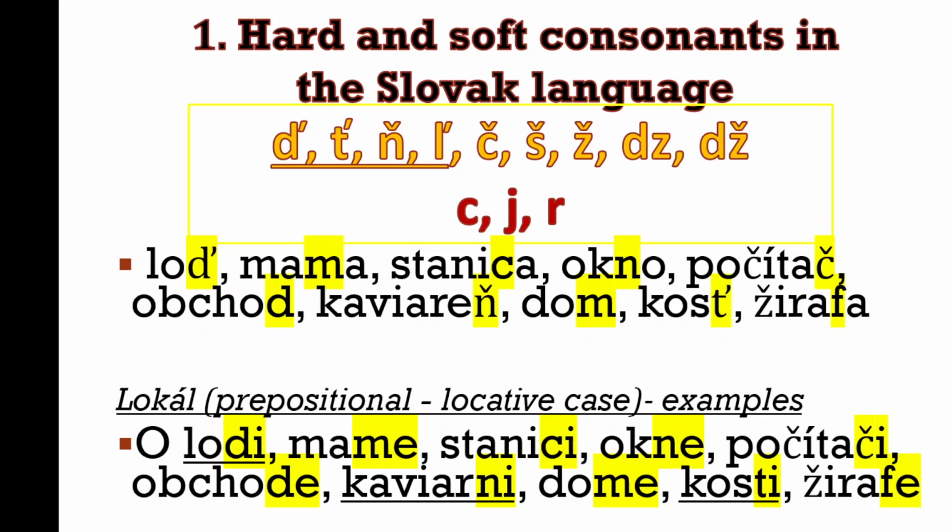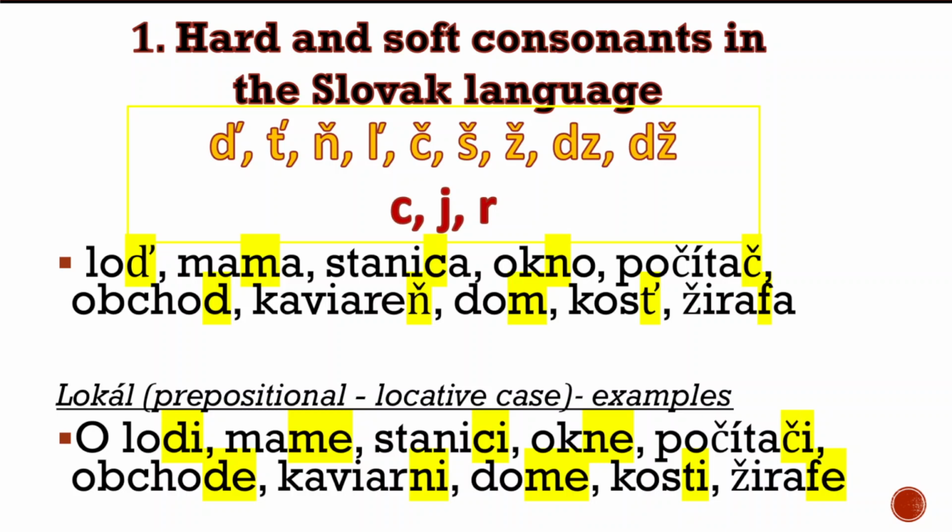The thing is, the last letter of the word root defines the ending during declension. For example, loď: the last letter of the word root is ď, and it is a soft letter. Mama: the last letter of the root is M, and M is a hard consonant. Stanica: C is soft, and C is the last letter of the word root. Okno: N is hard. Let's look at the soft letters.